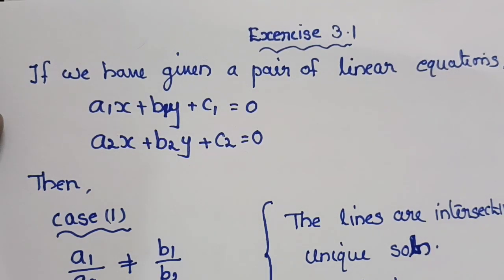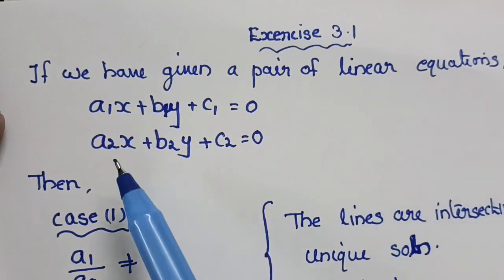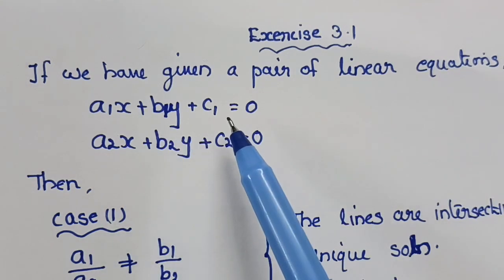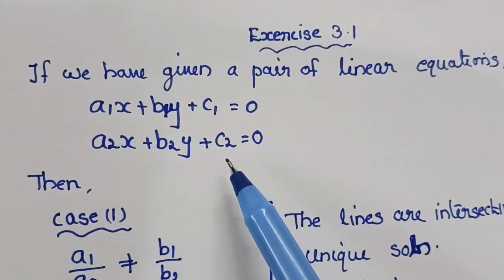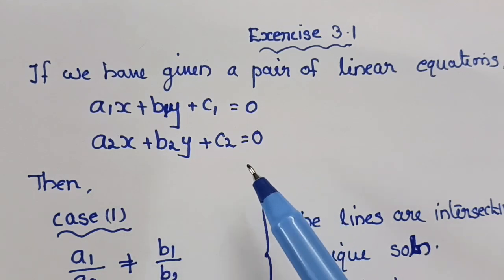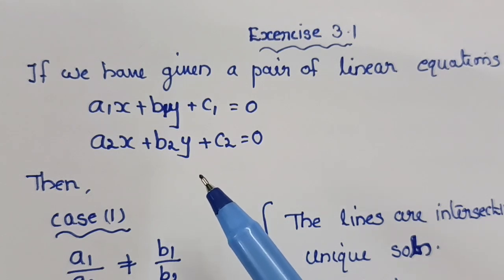Hello students, today we are going to solve exercise 3.1 second and third question. Before doing the second and third question, you should note some important points. If we are given a pair of linear equations a1x plus b1y plus c1 equal to 0, a2x plus b2y plus c2 equal to 0, then there are three cases.